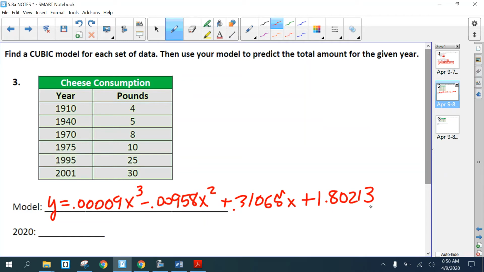Now, we want to predict what happens in the year 2020. So we're going to need a calculator for that. 2020 would be 120 years after the starting year. Okay, if 1900 is year 0, and this was year 40, and year 70, and so on, then 2020 would be 120 years. So what we're going to do is plug in 120 into that equation. So you'll want a calculator for this, I imagine.